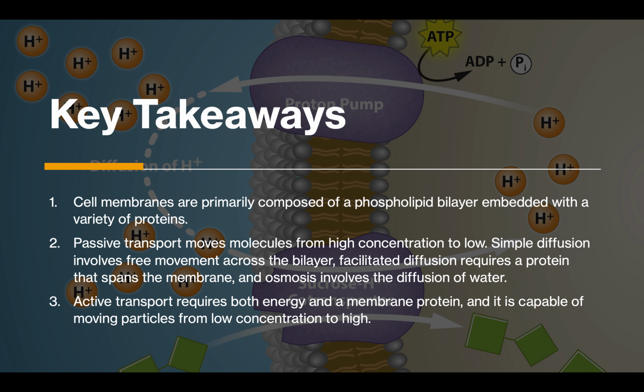So once again, simple diffusion involves free movement across the bilayer with no help and no energy. Facilitated diffusion needs a facilitator, so it needs that protein within the phospholipid bilayer to assist with moving those molecules back and forth. And osmosis involves the diffusion of only water. So those are the ways to really keep those separate in your mind. And then you have active transport, and the third key takeaway requires both energy and a protein, and it's capable of moving particles from low to high concentration. It's also capable of moving bigger particles. So remember, passive transport was more for small molecules, whether they be polar or nonpolar, and active transport is really good for large or bulk molecules.